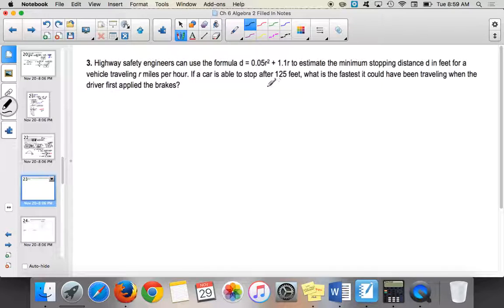All right, anyway, so highway safety engineers can use the formula D equals 0.05 R squared plus 1.1 R to estimate the minimum stopping distance D in feet for a vehicle traveling R miles per hour. If a car is able to stop after 125 feet, so that's basically if you can measure the tire tracks and you see that it's 125 feet, what is the fastest it could have been traveling when the driver first applied the brakes? So you can just plug in D was 125. That's the distance, right? And we're going to find its rate, so the speed.